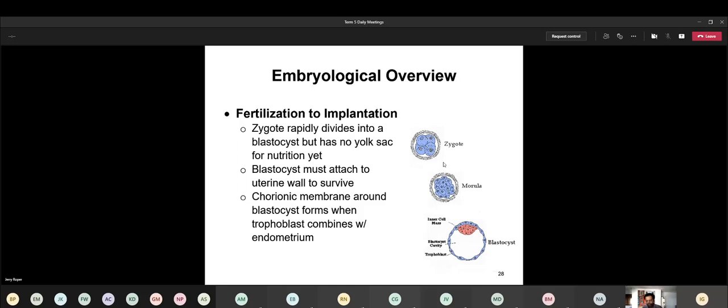Trophoblast is what's really going to do the majority of the work to make that connection between mom and the fetus. Tropho, that prefix means to feed, like to seek out nourishment. And then when we talk about what's going on with the placenta, this should make sense as far as why they call it the trophoblast.